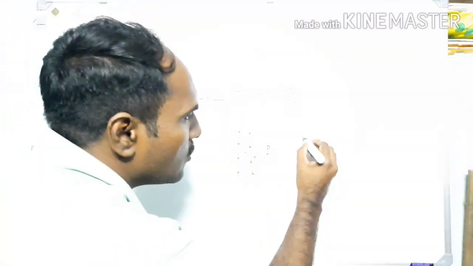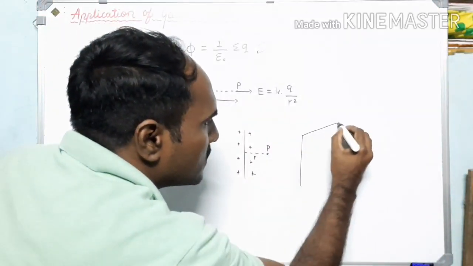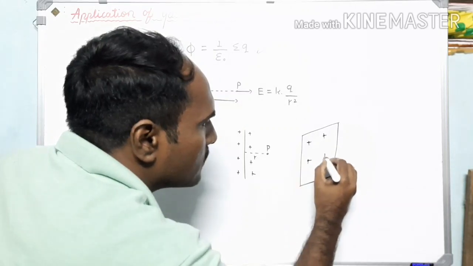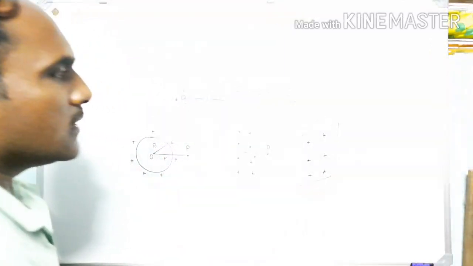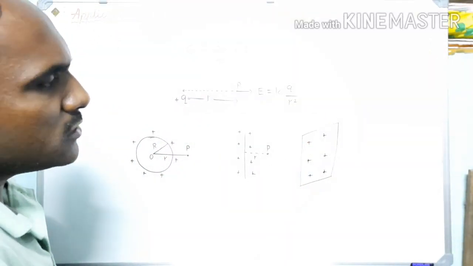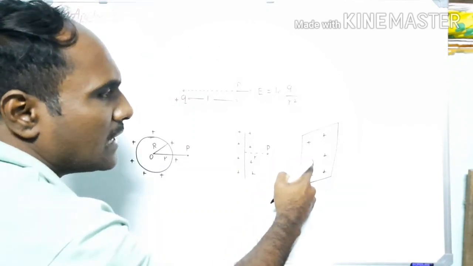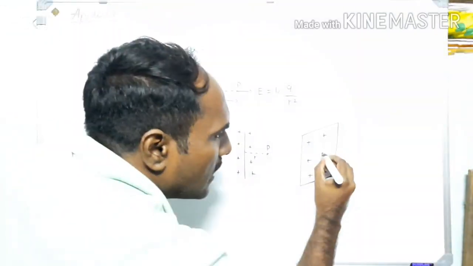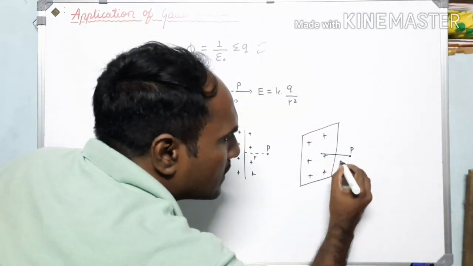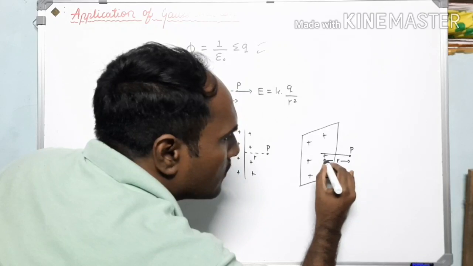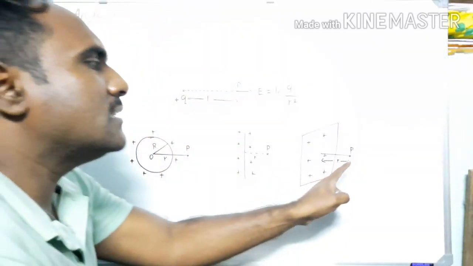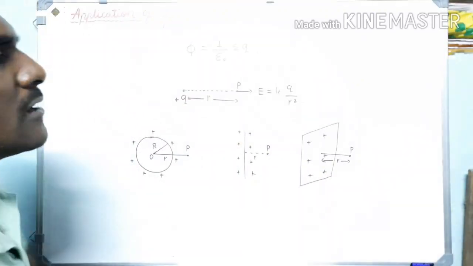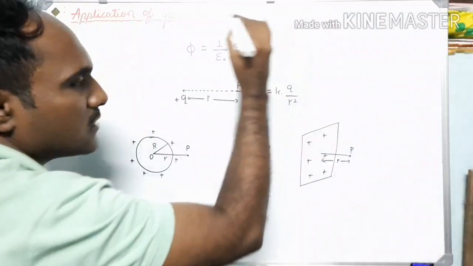Here I will consider one more example. This is a plane sheet. This is also charged positively. Getting the idea? Here the plane sheet is charged positively. That means it is also having an electric field at the front and back side. Now I will consider a point P at a distance R from the plane sheet. Now what is the intensity at point P due to this charged plane sheet? This can also be calculated by using Gauss theorem.